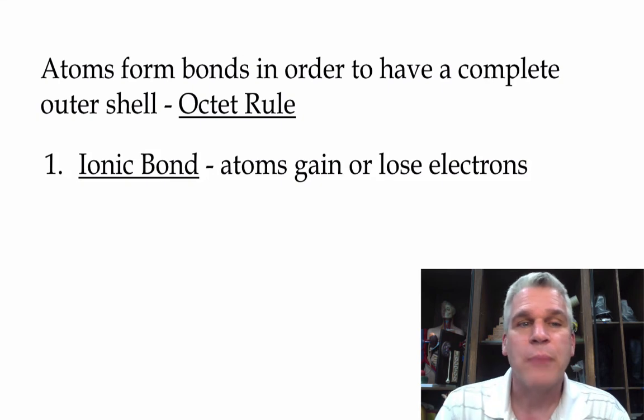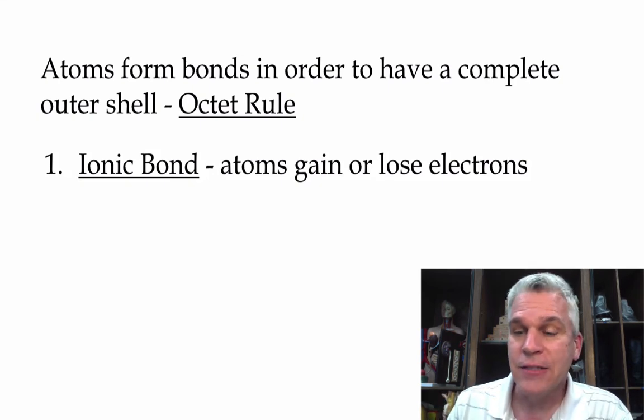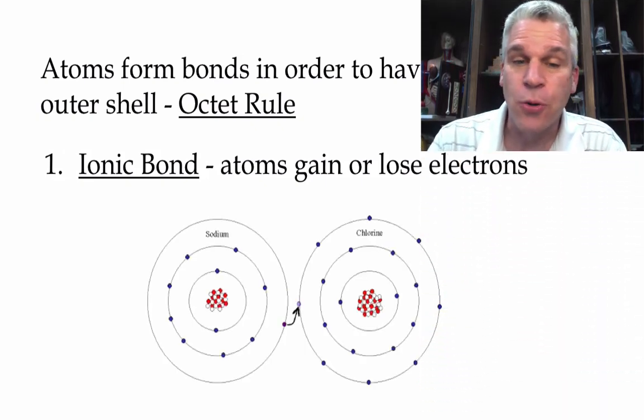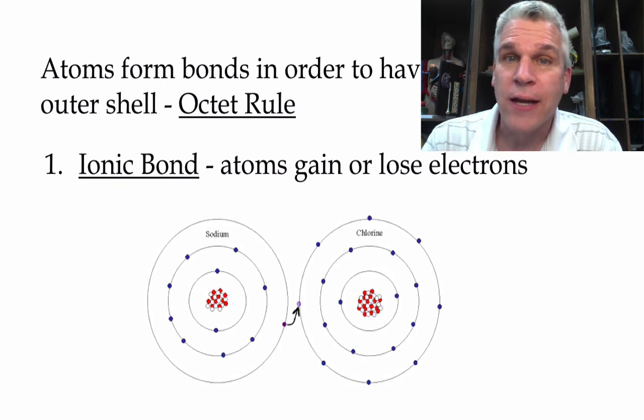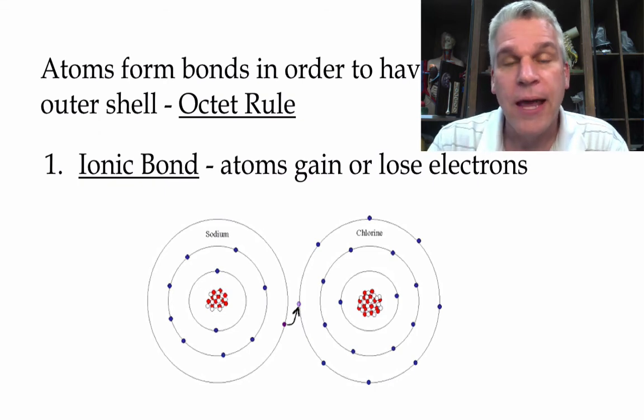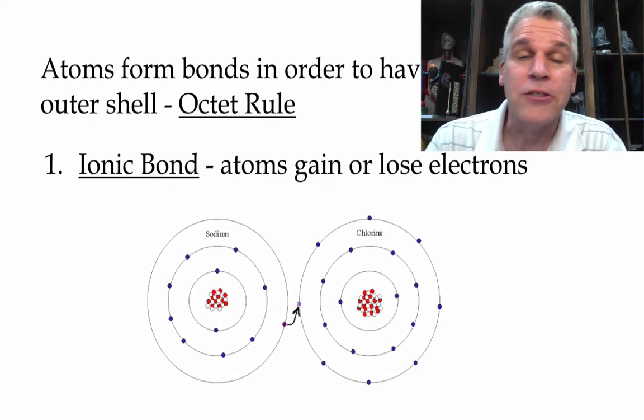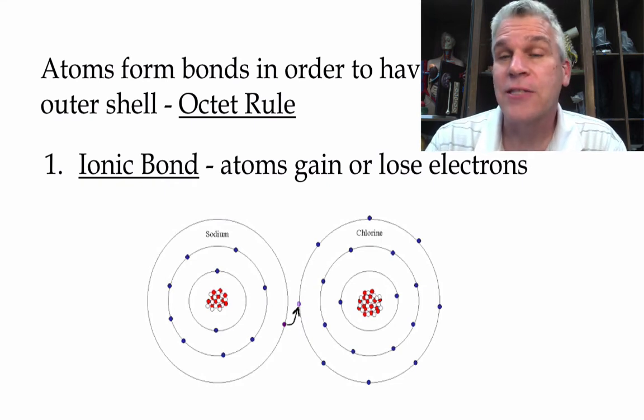So let's take a look at those bonds. One is an ionic bond. In an ionic bond, an atom gains or loses an electron. So an example of this is sodium. Sodium has 1 electron in its outer shell. Chlorine has 7 electrons in its outer shell. So sodium can donate one of its electrons to chlorine.